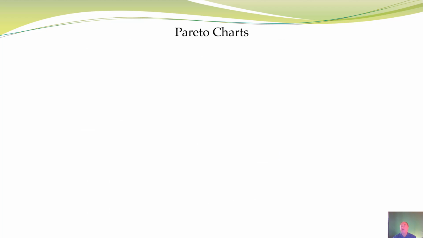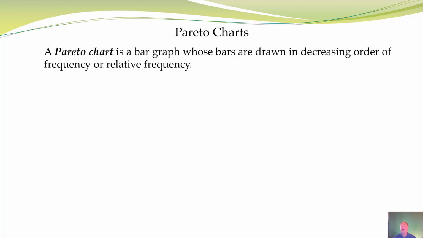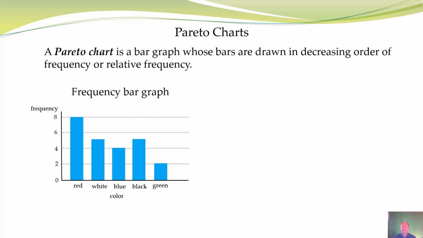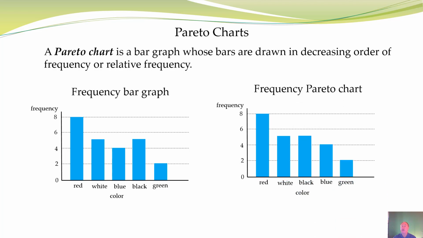Now we want to talk about Pareto charts. A Pareto chart is a bar graph whose bars are drawn in decreasing order of frequency or relative frequency. So if we look back at our frequency bar graph, the frequency Pareto chart, what do you notice is the difference? The difference is we had to interchange the black and the blue. We had to change the order because we wanted the bars to be in decreasing order of frequency. So we had to interchange the blue and the black.